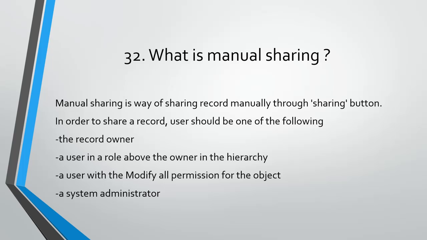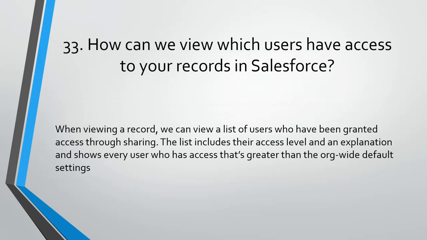What is manual sharing? Manual sharing is a way of sharing a record manually through the sharing button. In order to share a record, the user should be one of the following: the record owner, a user in a role above the owner in the hierarchy, a user with the modify all permission for the object, or a system administrator.